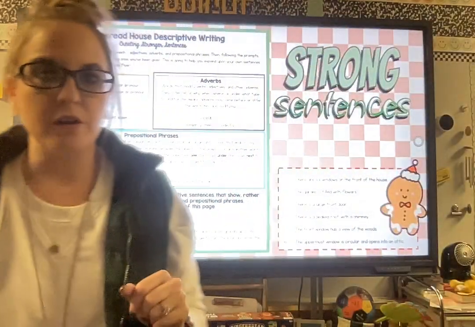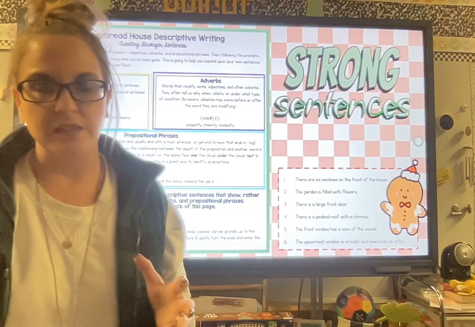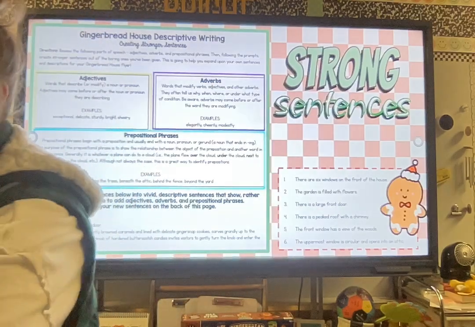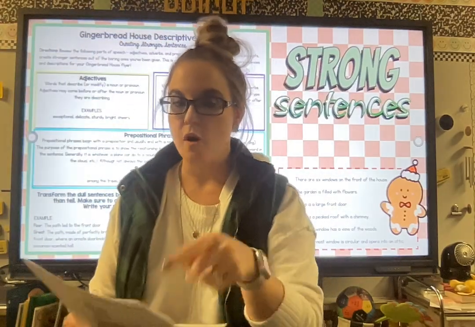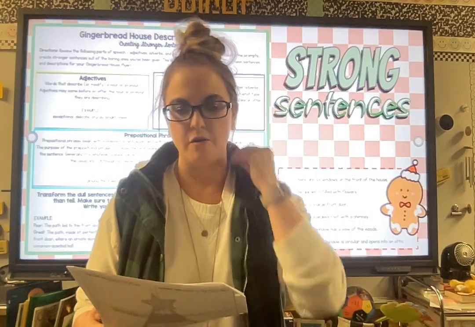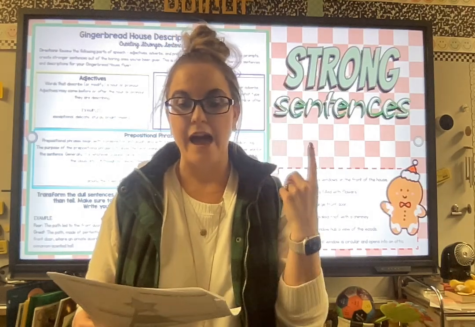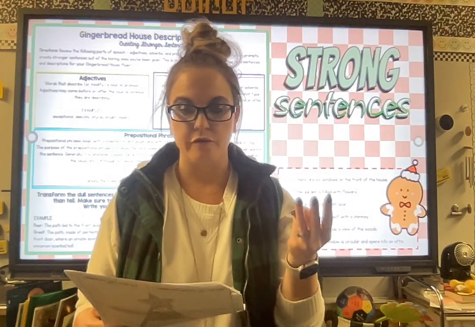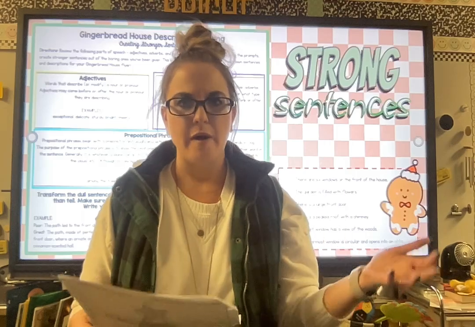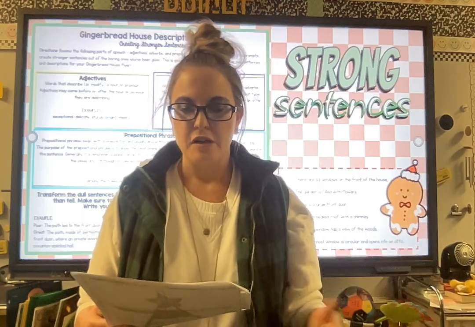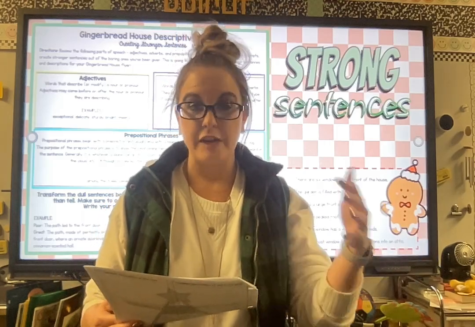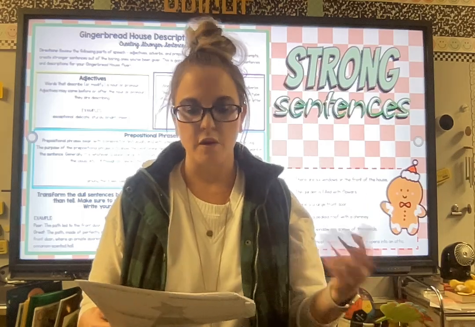Okay, we are now going to look at stronger sentences. Within your paper, we are going to be looking at some parts of speech. On the top of your paper, it's talking about our 3 pieces today: adjectives, adverbs, and prepositional phrases. We've talked a lot about adjectives. We have some understanding. So we're going to follow the prompts to create stronger sentences. That's our work for the day.